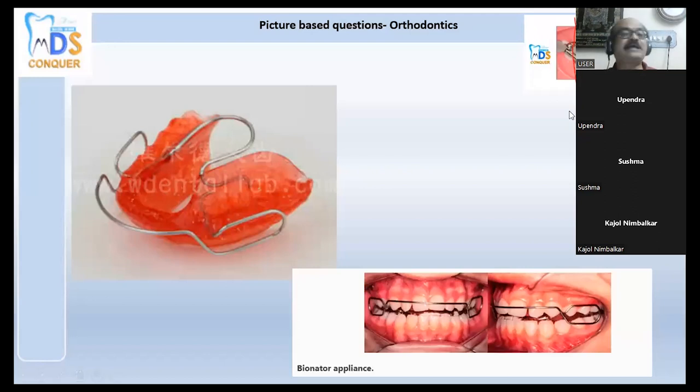The Frankel appliance is very easy to identify. Am I correct? There is no problem in identifying the Frankel appliance. So where the problem comes in is activator and bionator. For the activator, the whole palate is covered. It is a monoblock. Both the bionator and activator are monoblocks.